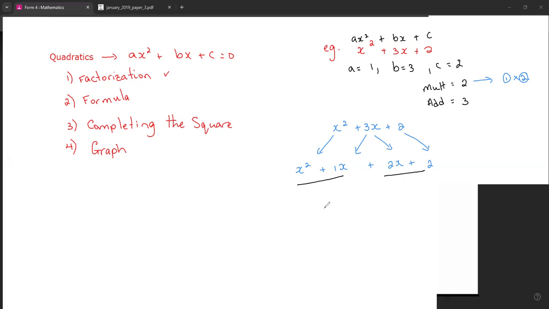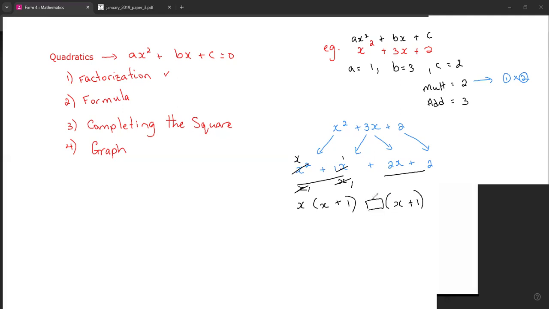X squared plus x, in common is x. Nothing else is in common, so I divide both of these terms by x. X will go into x squared x times, the remainder goes inside of the bracket. X will cancel with x, so I'll be left with 1. Remember, we're going to copy what's in the brackets and paste.